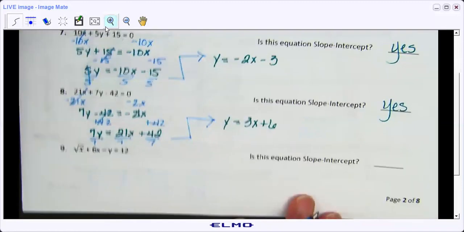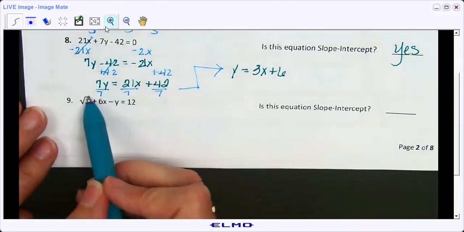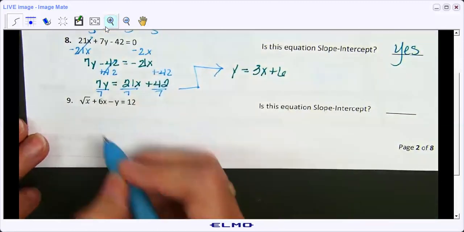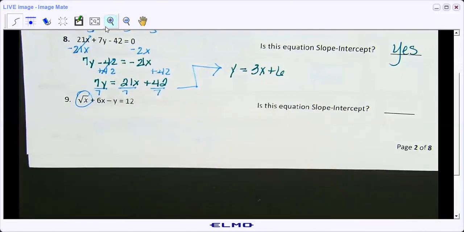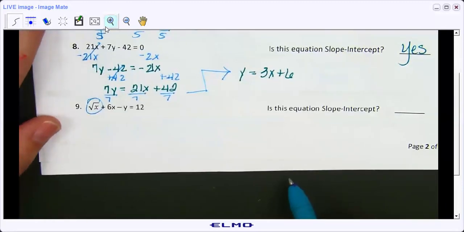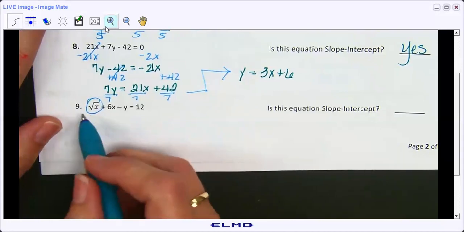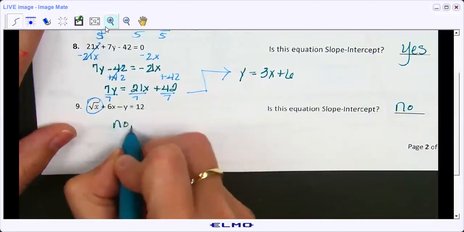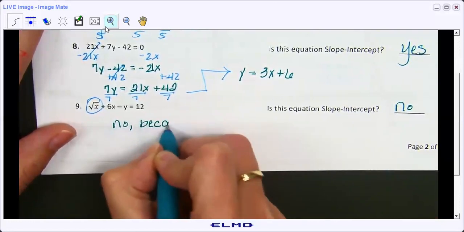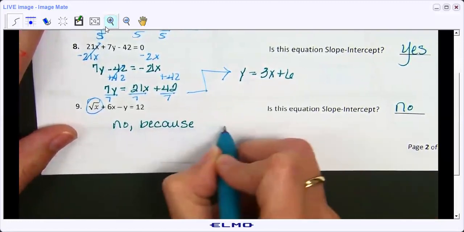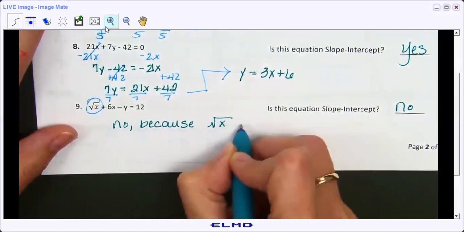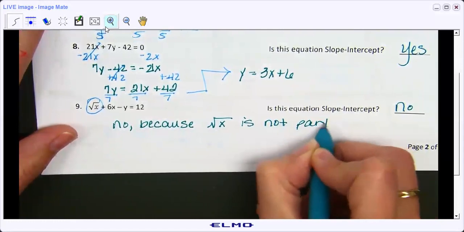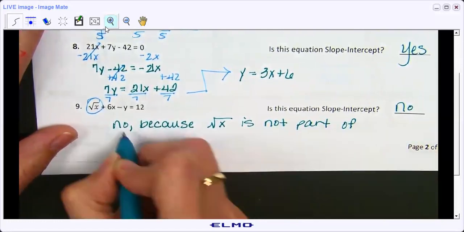All right, let's look at number 9. There's a square root symbol. Up on 6, it was x squared. Here's a square root symbol. This is not going to be slope-intercept because slope-intercept does not have square roots. So no, because the square root of x is not part of slope-intercept.